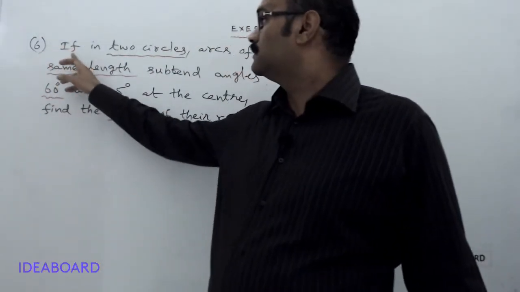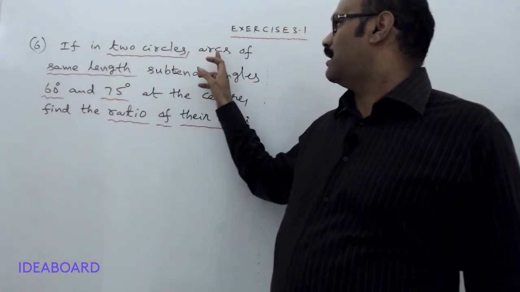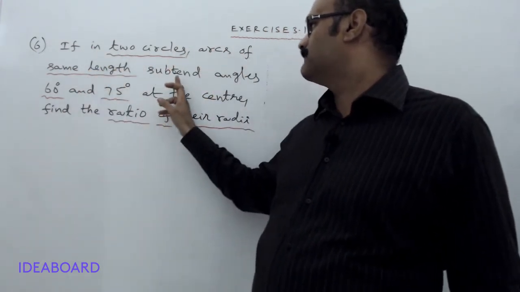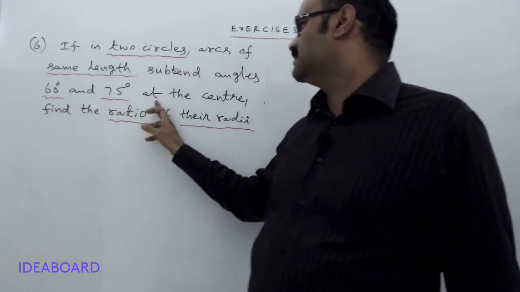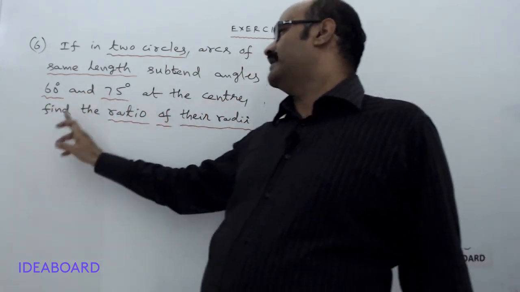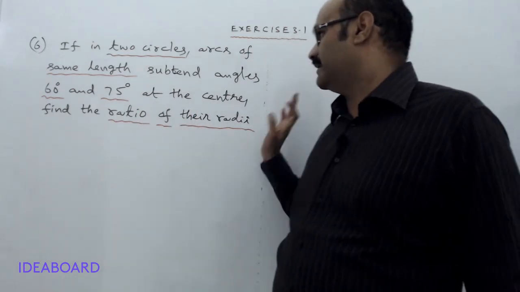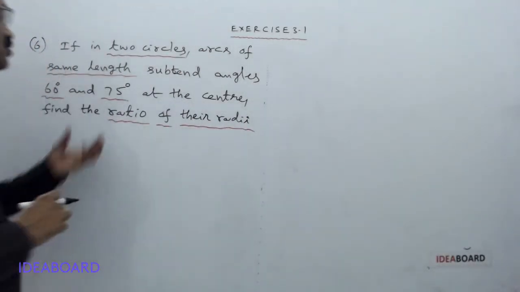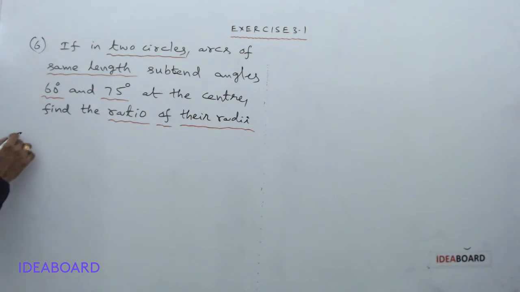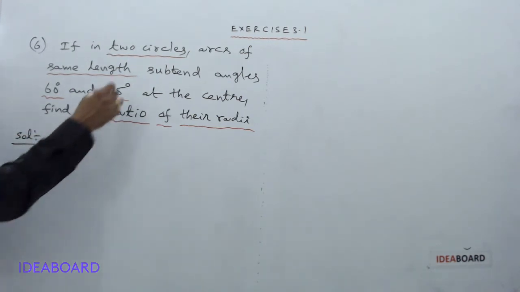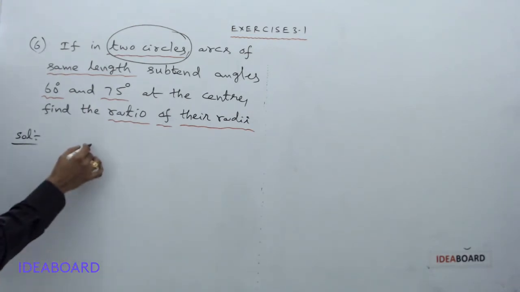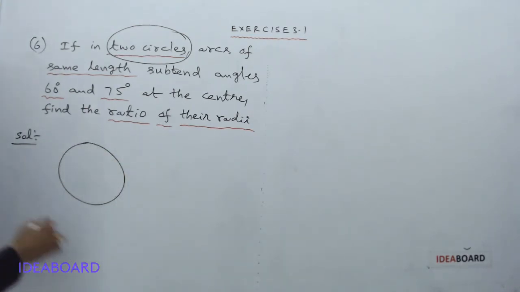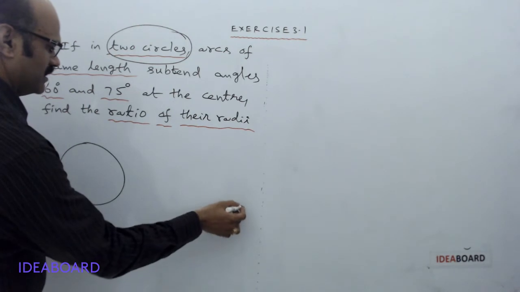Sixth problem. If in two circles arcs of same length subtend angles 60 degrees and 75 degrees at the center, find the ratio of their radii. Now here two circles are given. Solution. It's given that there are two circles here. So let me take one circle and let me take one more circle here, students.